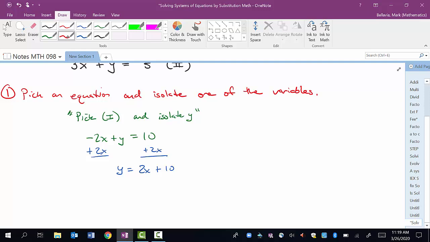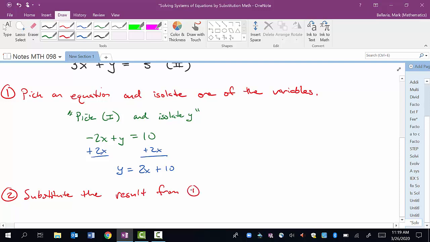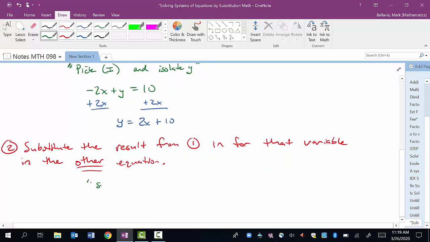Once we've done that, we're going to substitute what I have for y into the other equation, right? So I'm going to substitute, just keeping this general, substitute the result from step 1 in for that variable in the other, and this is important, right? In the other equation. So if I started with equation 1, I have to substitute what I had into equation 2. So in our case, we're going to sub, just so you see it in words, y equals 2x plus 10, which I just found a second ago, into equation 2 for y.